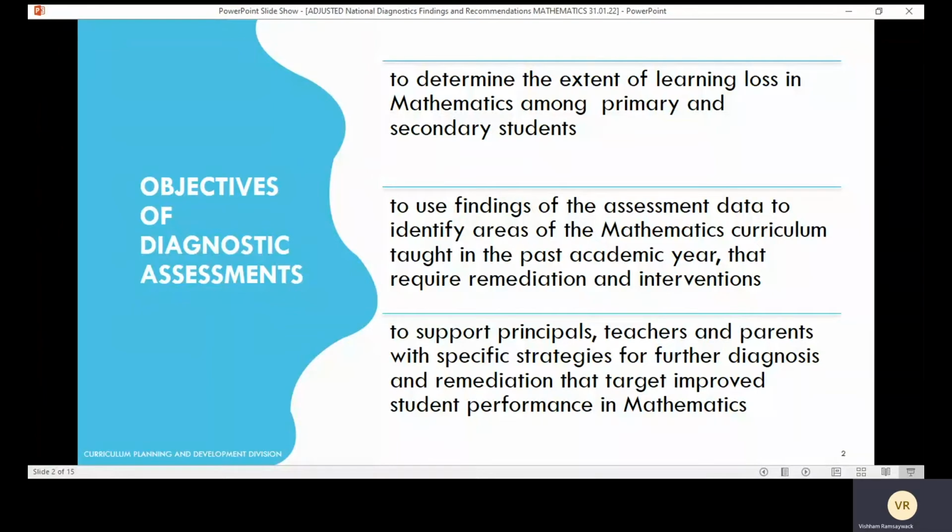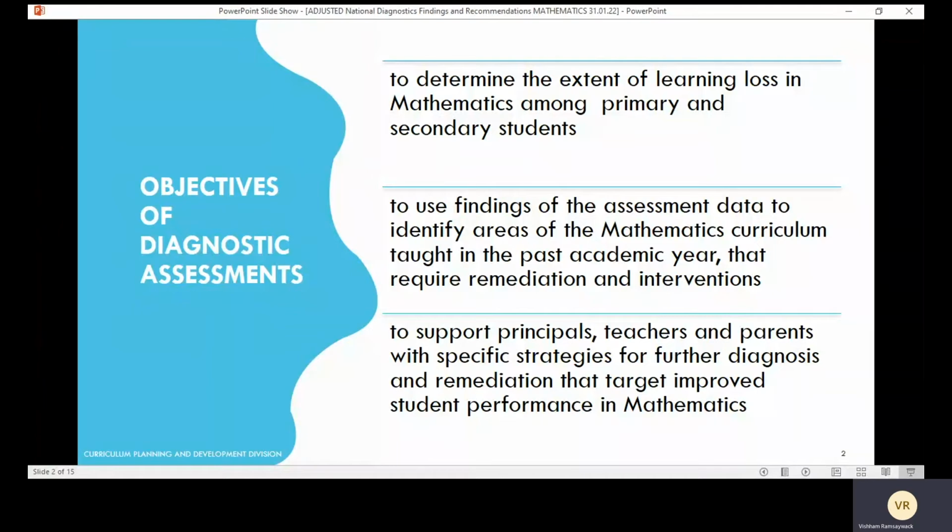Another objective is to support principals, teachers, and parents with specific strategies for further diagnosis and remediation that target improved student performance in mathematics. To do this, the Curriculum Division has produced several documents that support further diagnostic strategies in mathematics, as well as curricular adaptation, such as the Optimal Learning Guidelines document shared with teachers of primary and secondary schools.